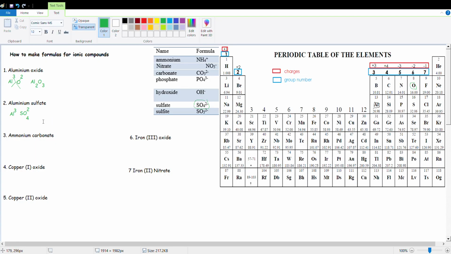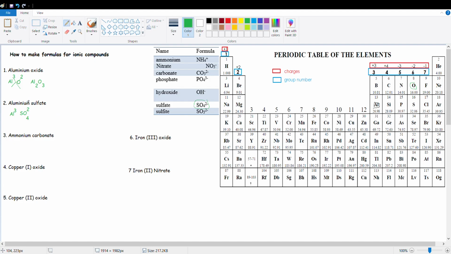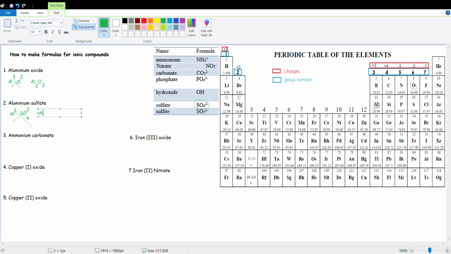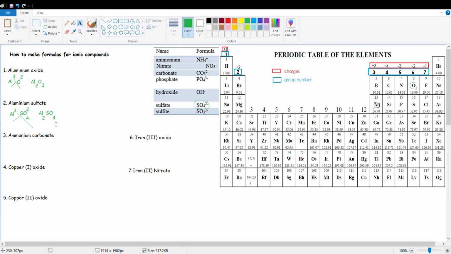Now the next step, again as I mentioned, the crisscross method. So 3 will come over here and 2 comes over here. It means my answer should be aluminium sulfate. Of course, 2 is going towards the aluminium side, so 2 is here, and we get 3 here. Now this 3 should be here.